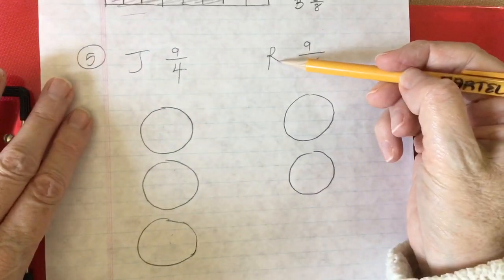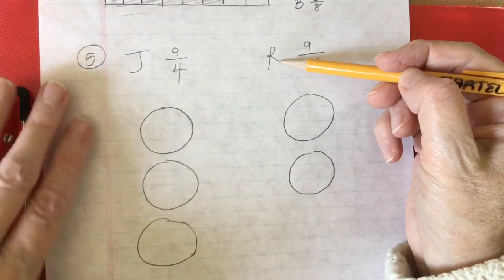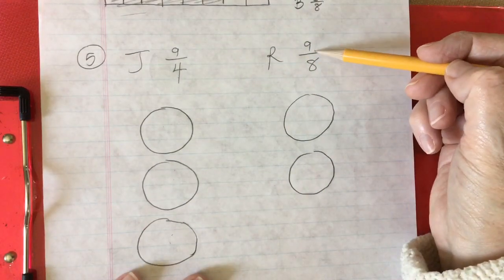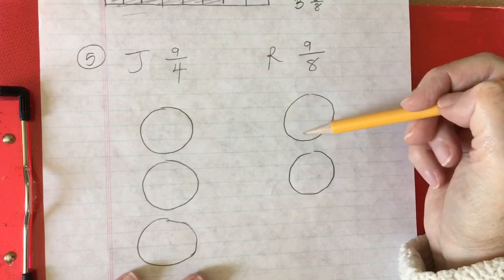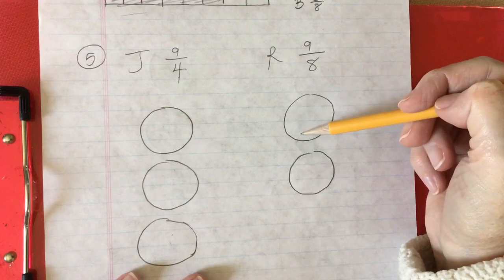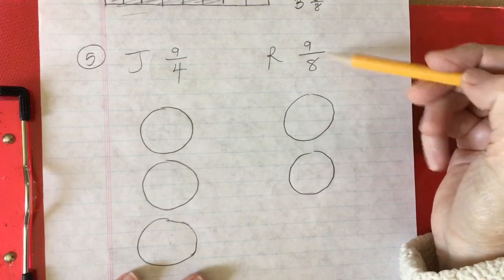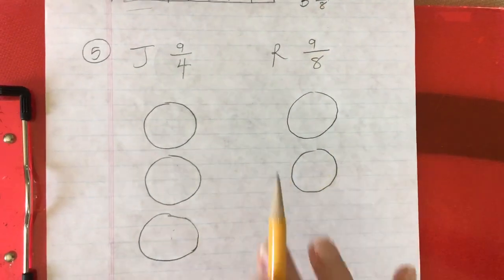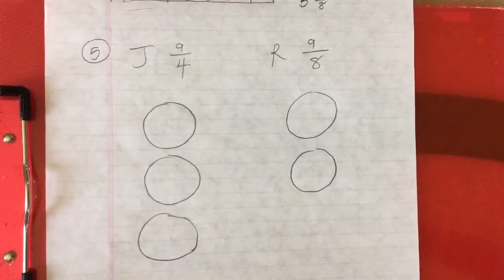Now Ron, is it Ron? I get mixed up on the names. Nope, it's Ruth. Okay, 9/8. So we're going to make this into 8 pieces, and then I would only need 1/8 more. So I'm only drawing 2. Now remember, boys and girls, these circles are exactly the same size and same shape because they have to be. So turn your imagination on.